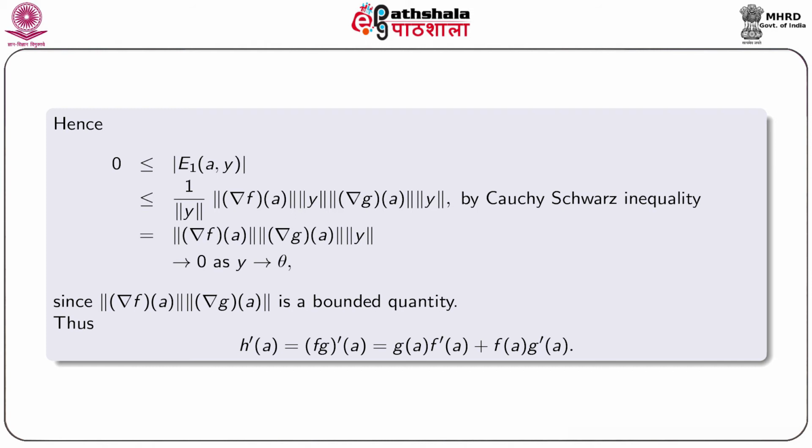Now, if we look at the quantities norm of nabla f a and norm of nabla g a, they are norms of two vectors whose components are the partial derivatives of f and g at a. So, therefore, these two are bounded quantities. So, whenever y approaches the origin, this quantity should go to 0 as it contains norm y. Thus, we have h dash a, that is f g dash a, equals g a f dash a plus f a g dash a.